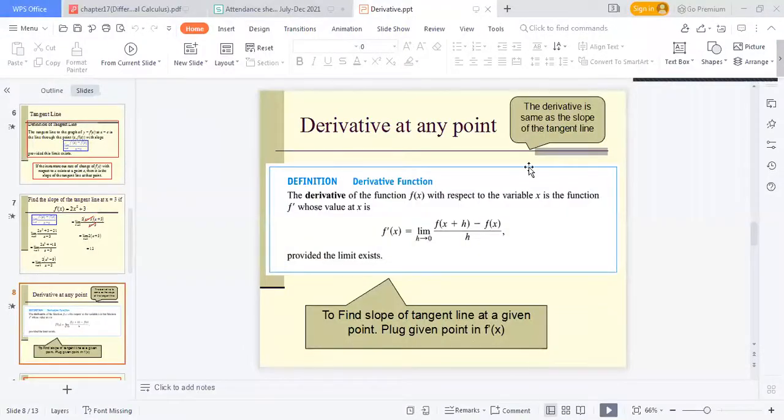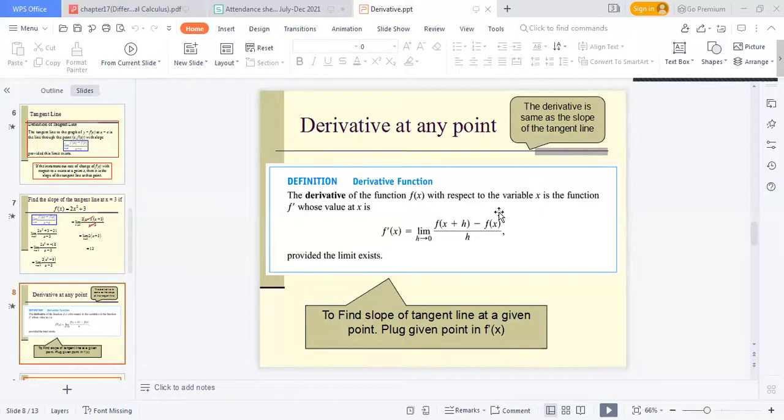So that means the derivative at any point is the same as the slope of the tangent line. Slope means what? m equals tan theta, geometrically. That means this f dash x. f dash x means what? Differentiation of y with respect to x.